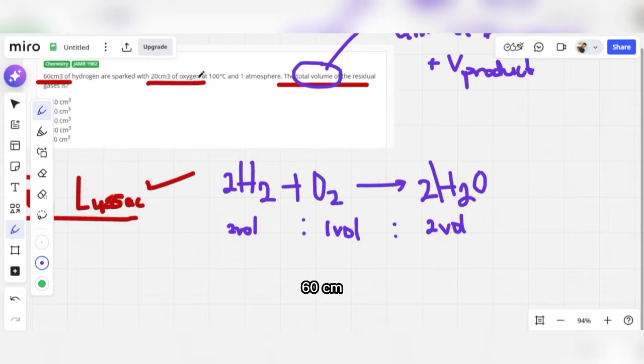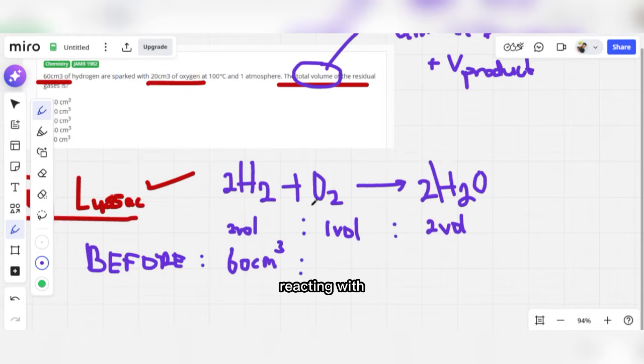So I said 60 cm cube of hydrogen and oxygen. So you are going to write before spark. So before spark is the values they are giving you in the question. So what do you have before spark? 60 cm cube of hydrogen, so 60 cm cube, reacting with 20 cm cube of oxygen. So 20 cm cube. Then after the spark, you don't know what happened here.